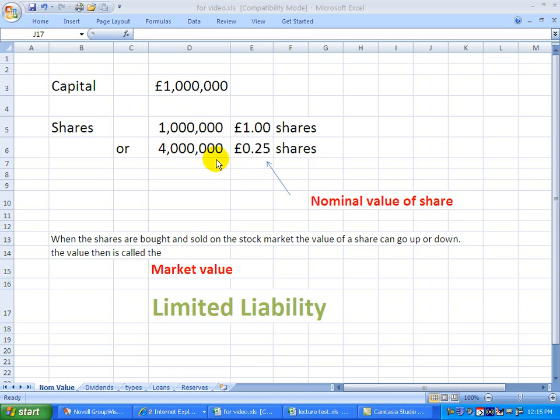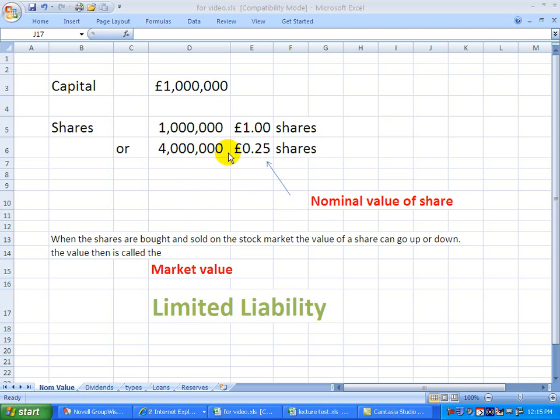Obviously, an individual with more than 50% of the shares, i.e. more than 500,000 £1 shares in this first example, would have control of the company. They could outvote any other shareholders, because in a company the shareholders can vote to make decisions and decide on what the company will do.